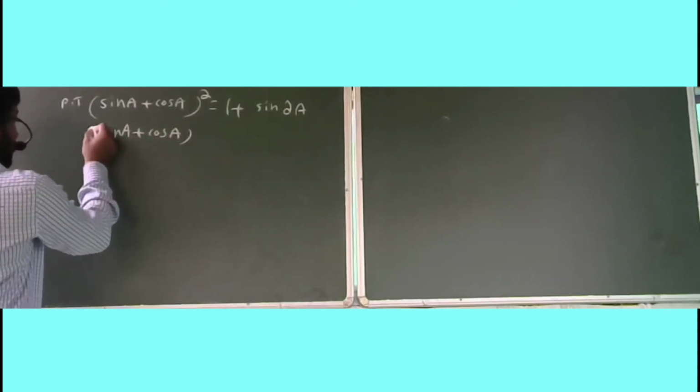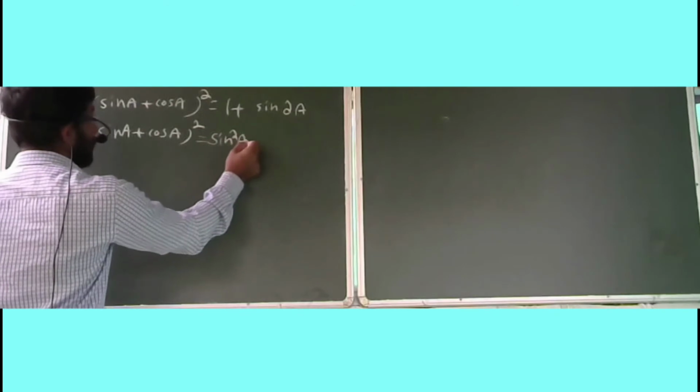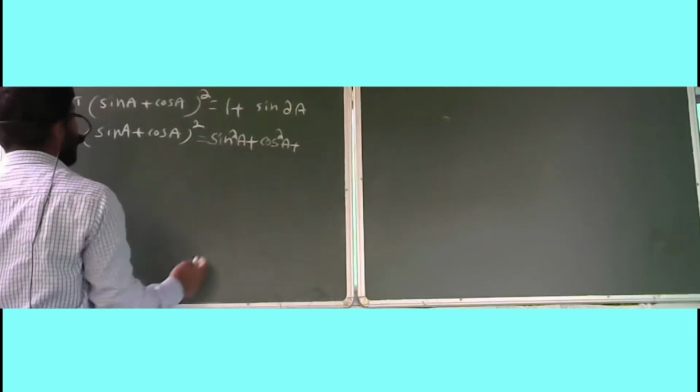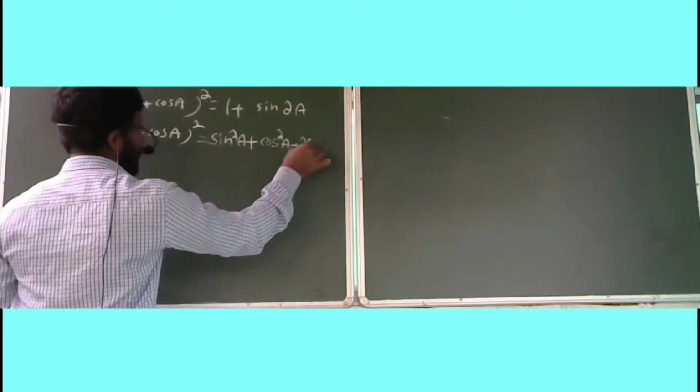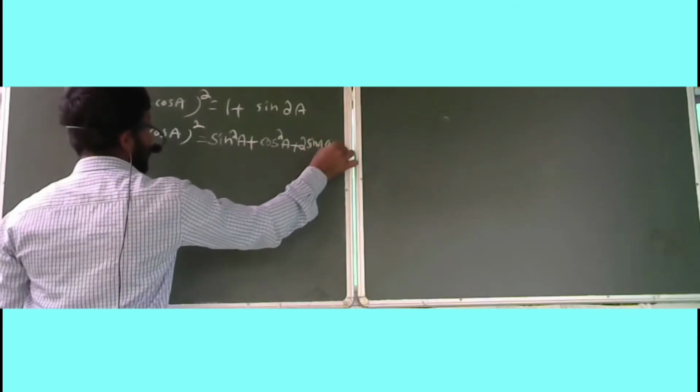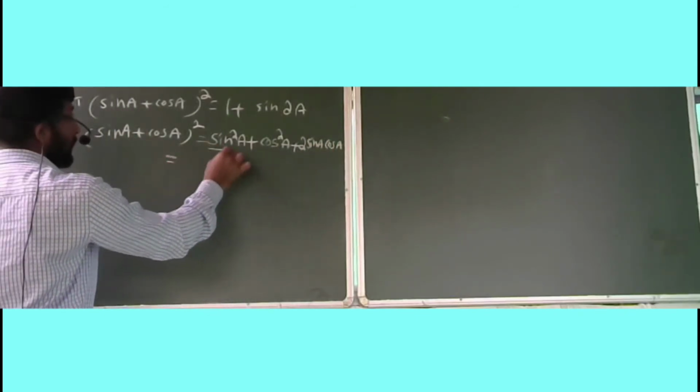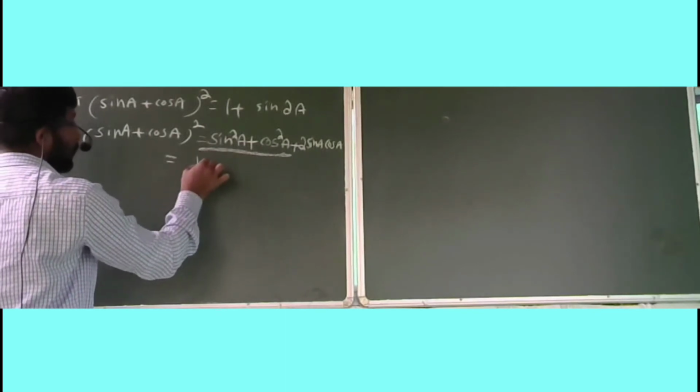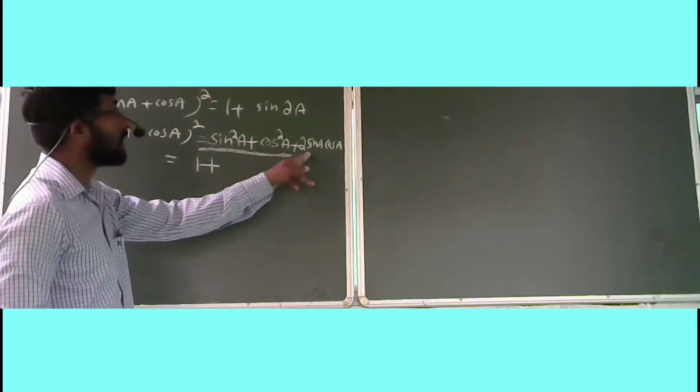See the next question. Prove that sin A plus cos A whole square equals 1 plus sin 2A. So, one of the simple questions. First consider the LHS. Sin A plus cos A whole square. Just apply the a plus b whole square formula. A plus b whole square is a square, that is sin square A, plus b square, that is cos square A, plus 2ab, that is 2 into sin A into cos A. In the next step, see, sin square A plus cos square A value is equal to 1, plus 2 sin A cos A.